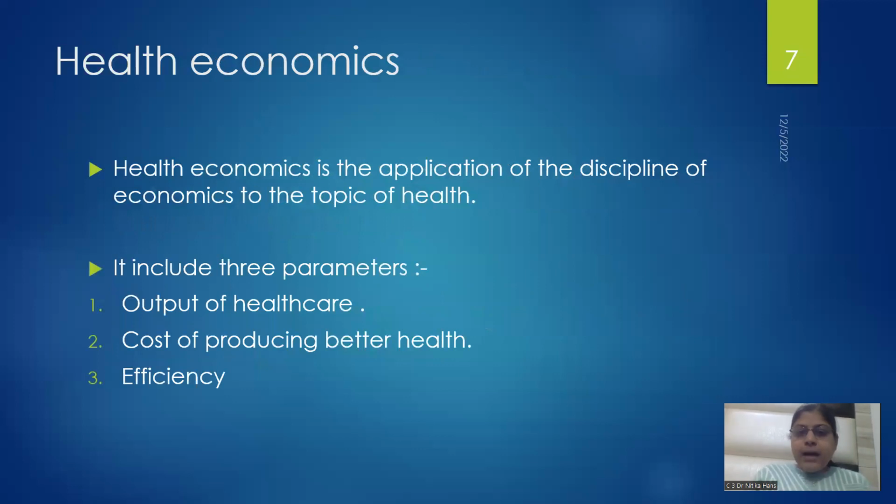Health economics is the application of the discipline of economics to the topic of health. It includes three parameters. That is, what is the output of healthcare? Means we are giving the healthcare, the drugs, treatment, various healthcare services to the patient. Now, what is the outcome? What is the clinical outcome of the healthcare? What is the cost of producing better health? Means what is the cost of treatment which is given to the patient? And efficiency of the drug therapy.